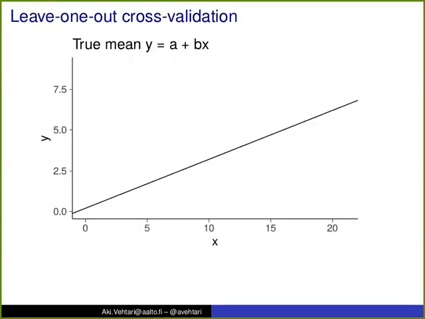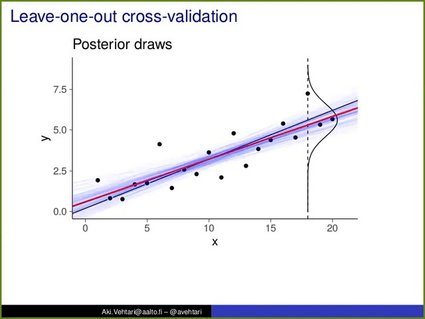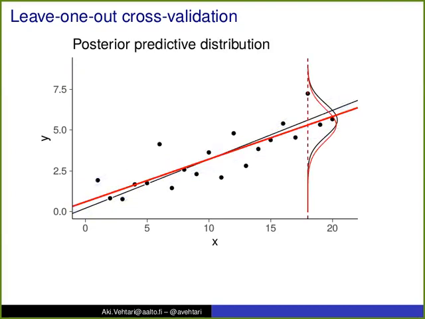So here's just a simple linear model. The true mean is shown, and then we have normally distributed uncertainty around it. There's one realization of the data from this data generating process, and then we can fit a model there. We can get the posterior mean and uncertainty, so that we have posterior draws, and when we integrate over this posterior uncertainty, we get the posterior predictive distribution shown here in red, and then we could make predictions with that.